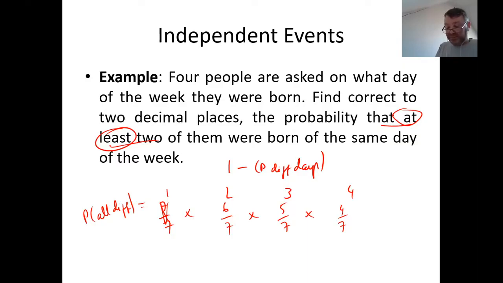And that comes out as 120 over 343. Now that's the probability of being born on different days, but I want the opposite of that. I want at least 2 of them born on the same day. So it's 1 minus 120 over 343. So 1 minus the answer, and that comes out as 223 out of 343.